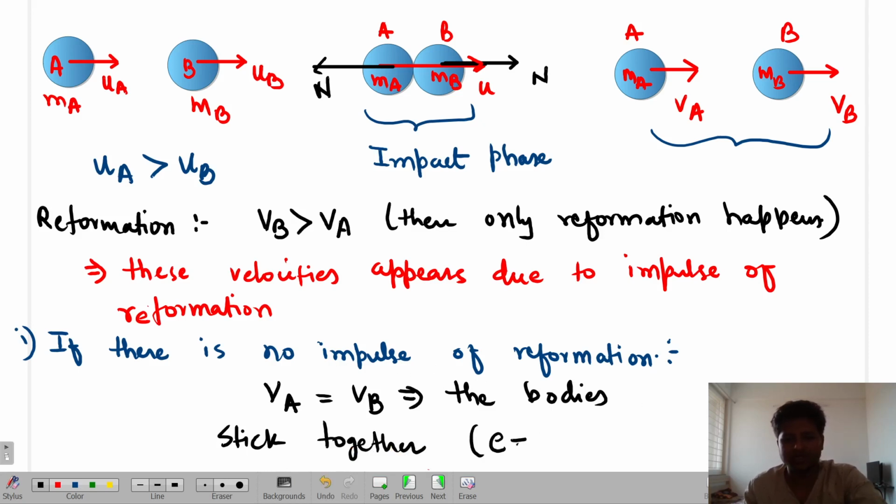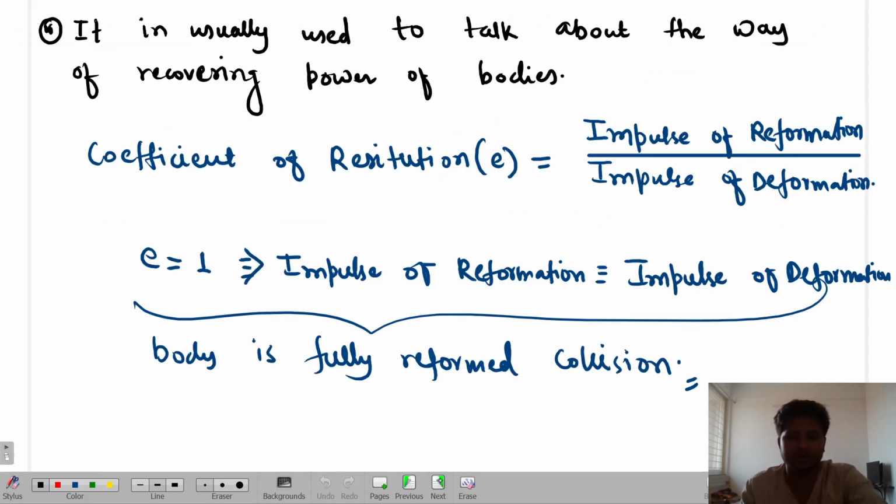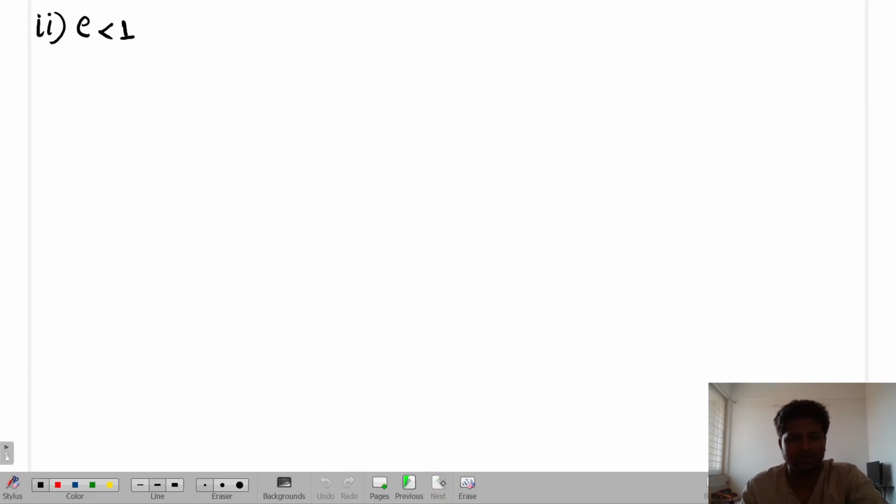So that means only one thing, that E value is 0 because impulse of reformation is 0 over there. Are you able to get me or not? So we got to know that this E value must lie between 0 and 1. Are you able to get me or not? So the question is, what is there if E lies between 0 and 1? So E is less than 1.